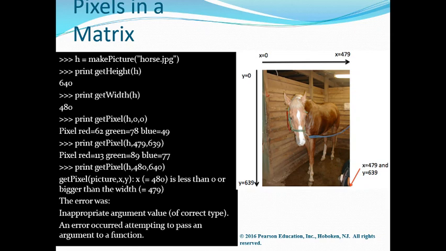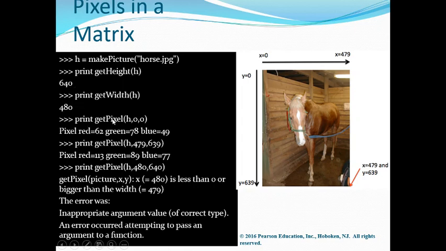So pixels in a matrix. You can see that the horse picture on the right side is made up of 0 to 479 going across. So there are 479 columns, and then there are 639 rows. Actually, sorry, because it's 0 to 479, that means there are 480 and then 640. So we can get the height and the width and print those values here.